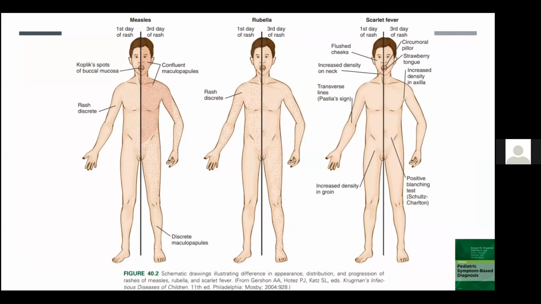Whereas with rubella, on the first day of the rash, it starts on the face as well, and it goes to the trunk and the arms, and it's more discrete. But by the third day, it's becoming more peripheral, or even it's disappeared. With scarlet fever, the rash develops within maybe 2 days of the fever. You get the flushed cheeks, circumoral pallor, strawberry tongue, and the Pastia sign, and it also blanches, and there's increased density in the groin.